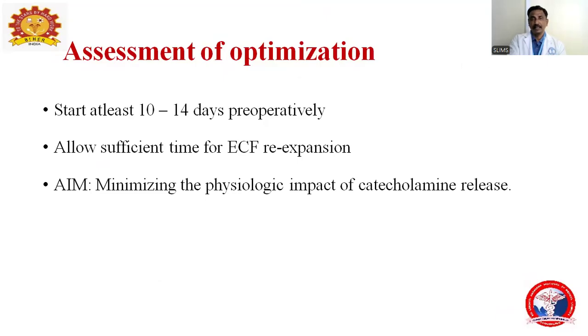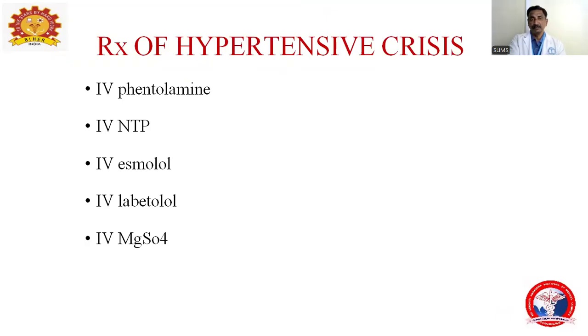Assessment for optimization of pheochromocytoma patient should be started at least 10 to 14 days preoperatively to allow sufficient time for extracellular fluid re-expansion. The aim of optimization is to minimize the physiological impact of catecholamine release. Treatment of hypertensive crisis: for hypertensive crisis management in pheochromocytoma patient, we generally use IV phentolamine, IV sodium nitroprusside, IV esmolol, IV labetalol, IV magnesium sulfate.